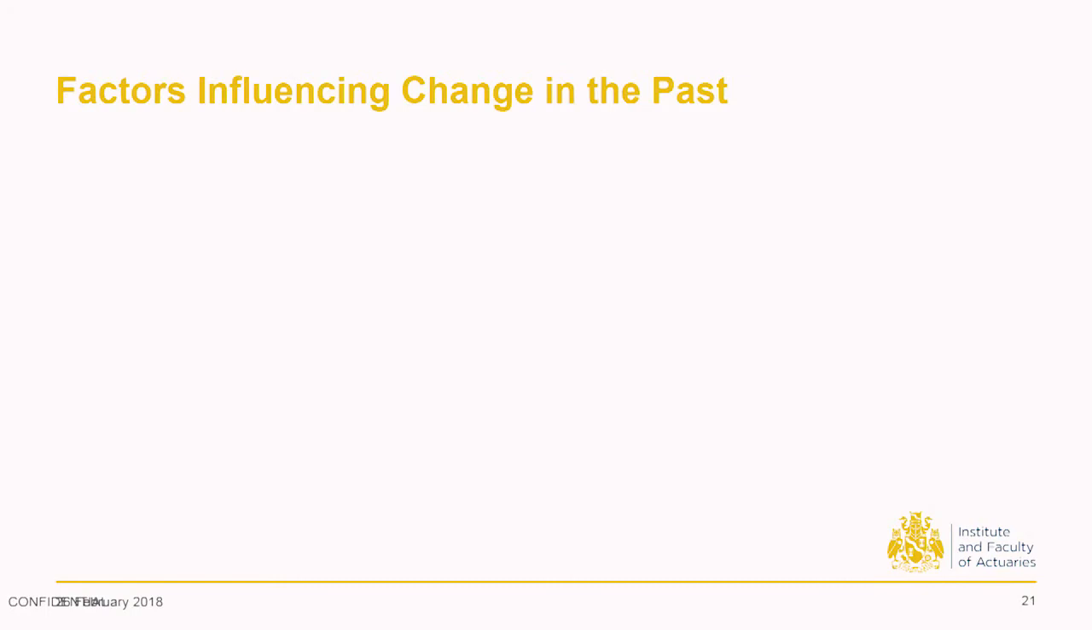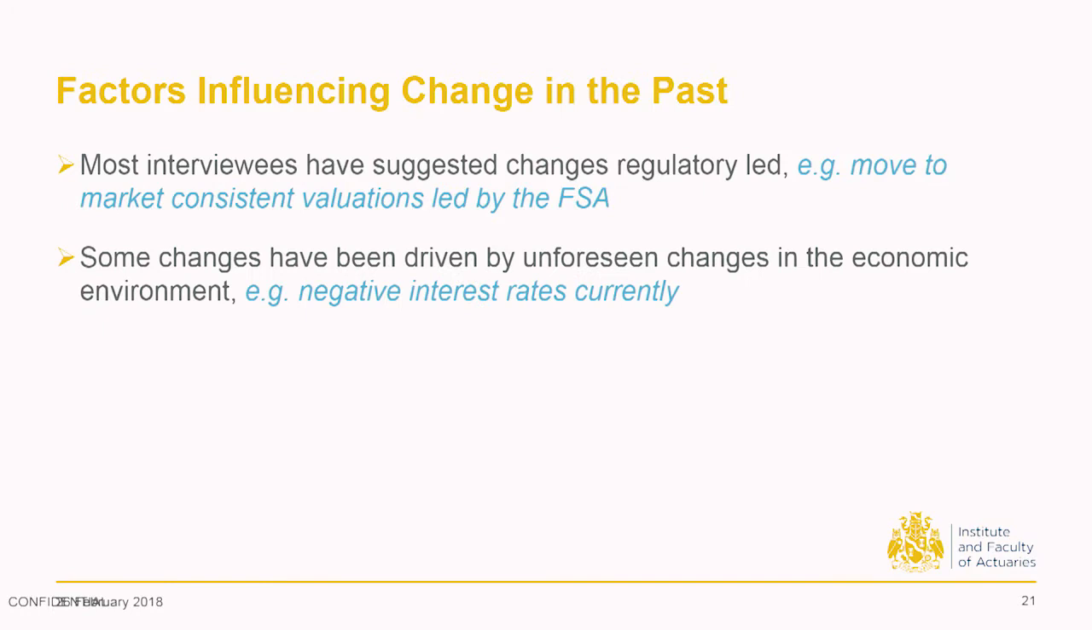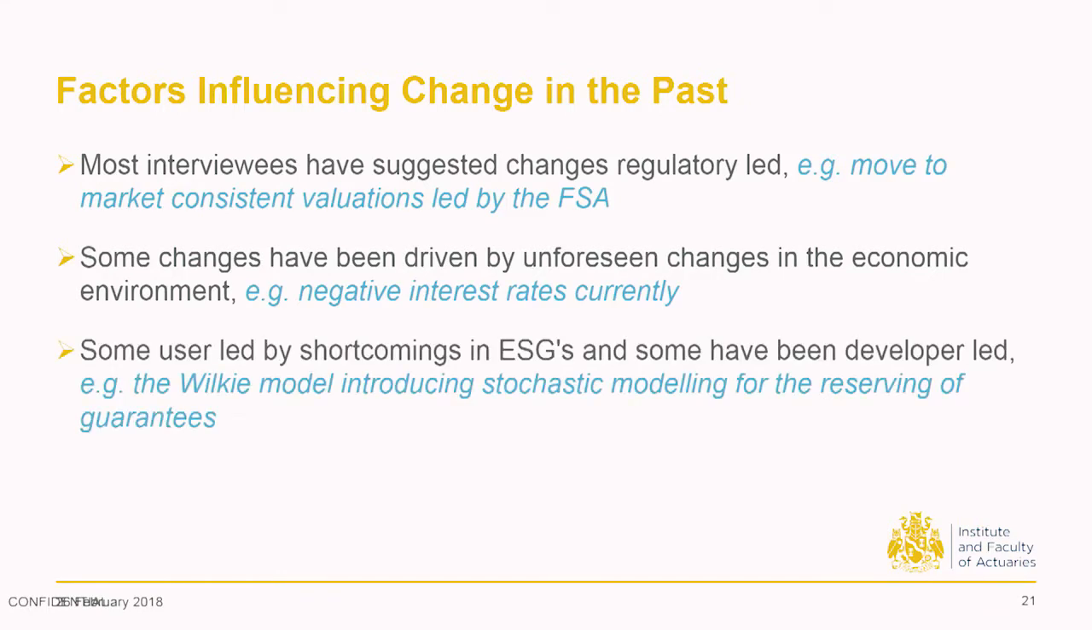What are the factors that have influenced change in the past? So Andrew touched on these a little bit. There have been some factors that have been led by regulation. There have been some changes due to unforeseen circumstances. So in the credit crisis, the actual movements in markets were a multiple of standard deviations from what your model predicted. That was incentive to change your models. Same with negative interest rates. And some have been user and development led. The biggest example being the move from random walk to Wilkie models, which was led pretty much by the developers and a fairly niche community.